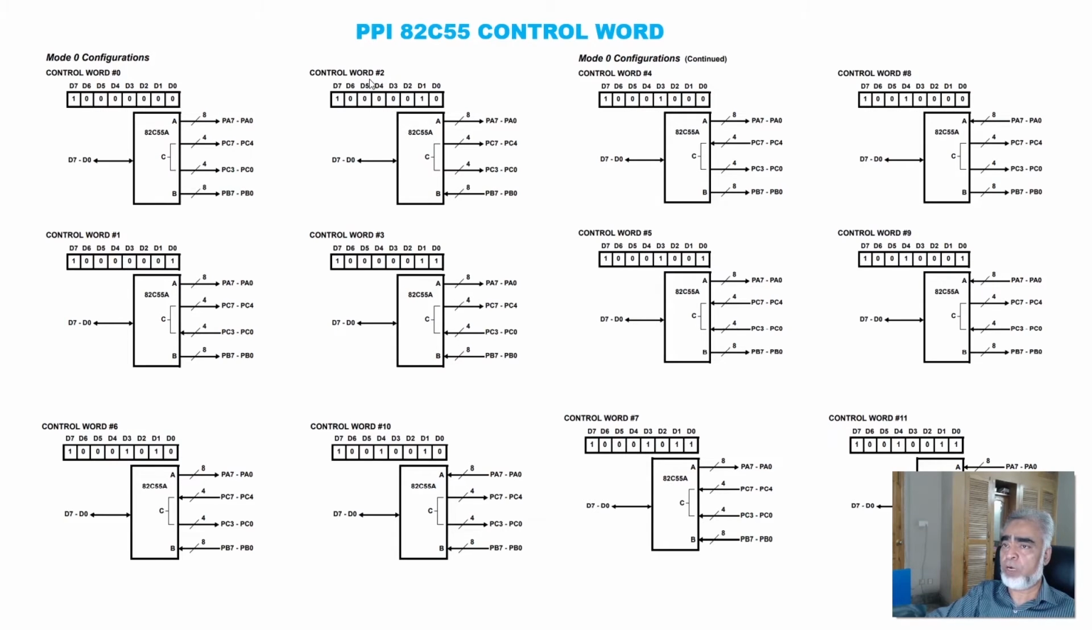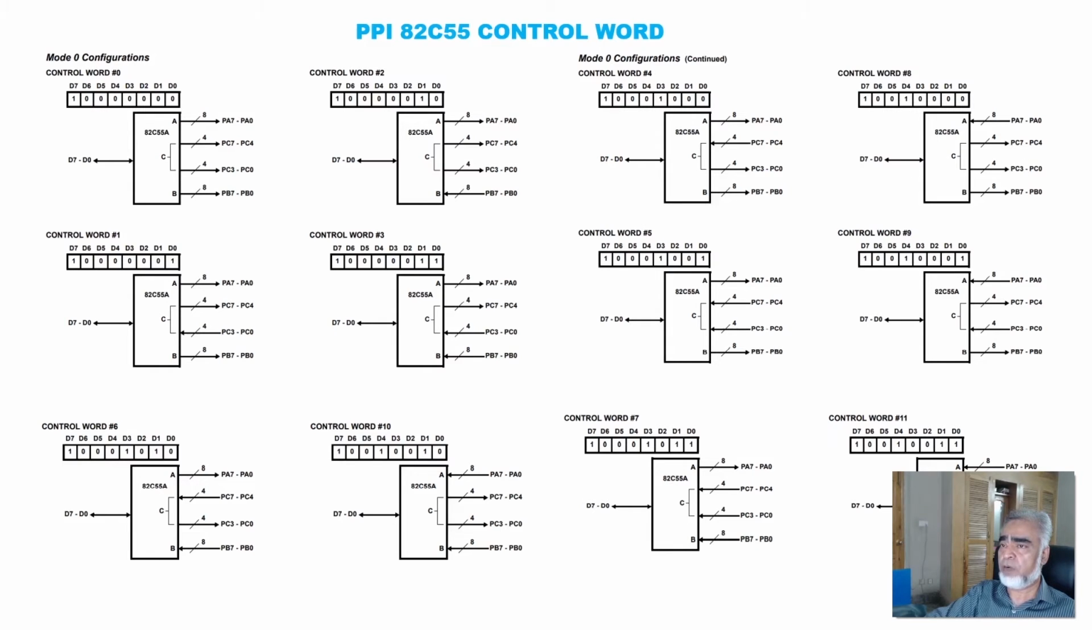Similarly for the control word 82 we can find port A is output, port B is input, port C lower is output and port C upper is output. For control word 84 we can find port A is output, port B is output, port C lower is output and port C upper is input. For control word 90 we can find port A will be input, port B will be output, port C lower will be output and port C upper will be output.